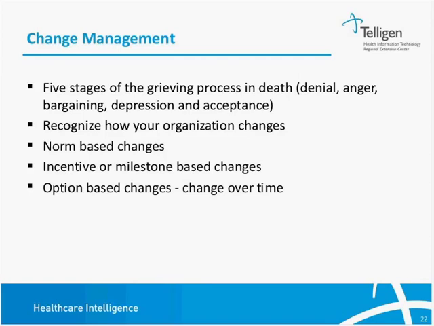Or there's option-based changes, which means this change takes place over time. So what that would be is, okay, for the first 6 months of implementation, you have a choice whether or not you use the system. You can use it for part of your orders or all of your orders. You need to get trained on it, but then after 6 months, you have to use it, and that would be the option-based change over time.